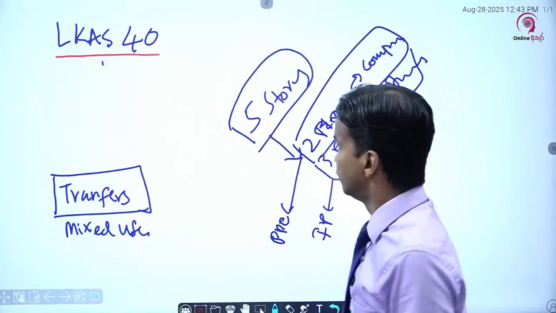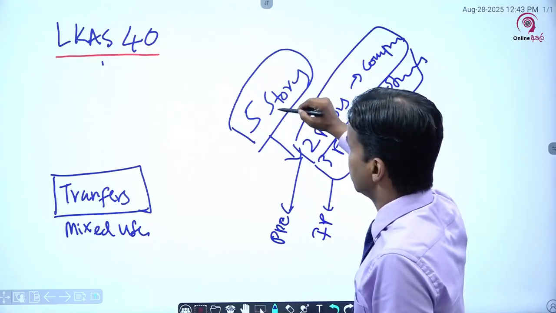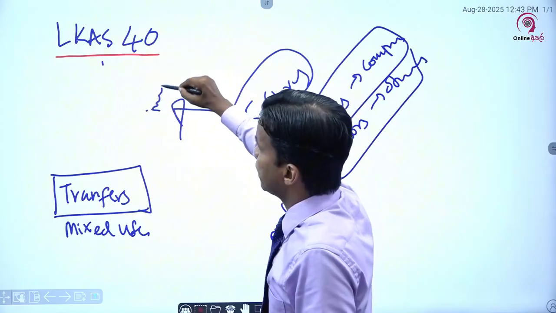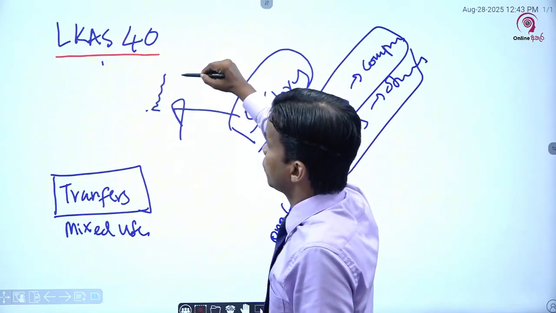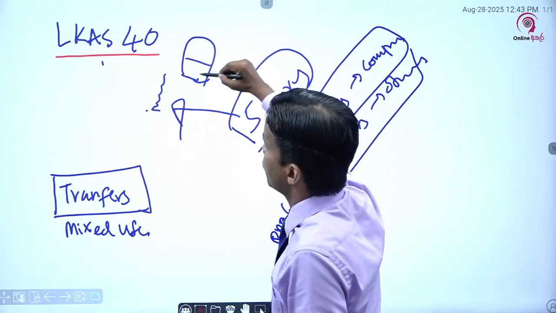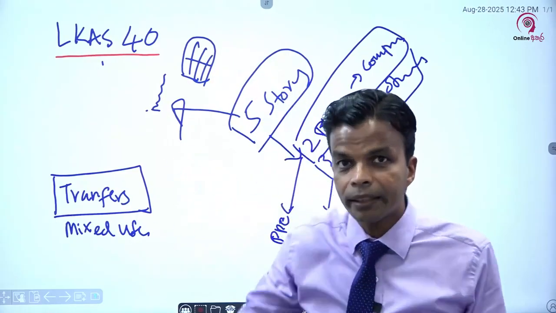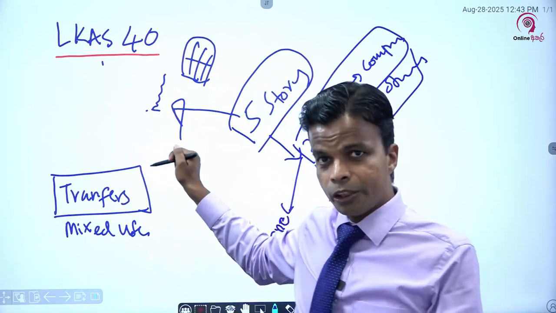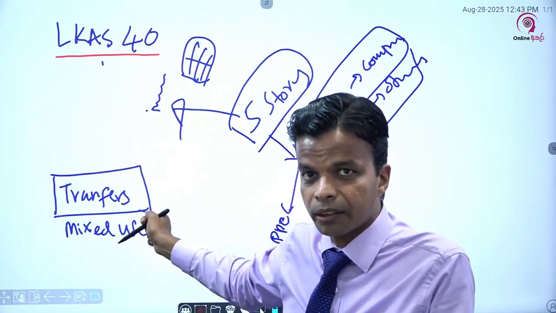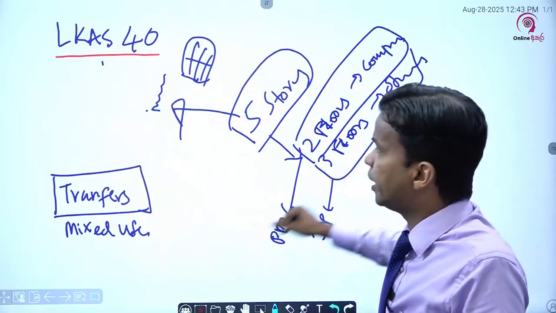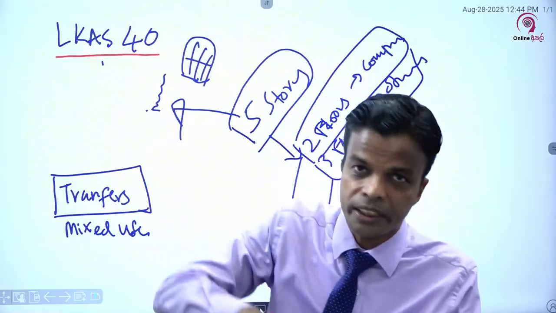Suppose it's a 5-story building, but the owner is using only an insignificant portion. Let's say on the 5th floor, 2 cabins you are using for your business, and the rest of the facility has been rented out. So yes, the owner is using it, but it is insignificant. In that case, the standard says if it is insignificant, consider the entire property as investment property.